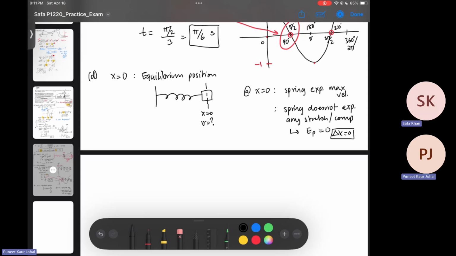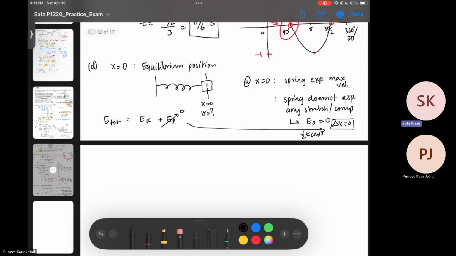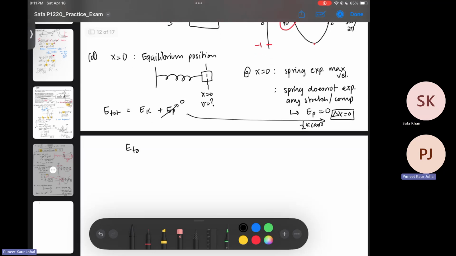Okay, so again, total energy is your kinetic energy plus the potential energy, right? Kinetic and potential. And we just established that potential is going to be 0 because delta x is 0. Remember, potential energy is half k delta x squared. So if delta x is 0, the entire thing is 0, which means all of the energy is equal to Ek. Now, do we know the total energy?